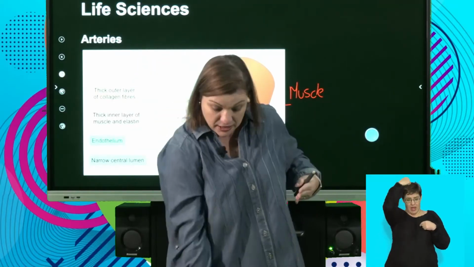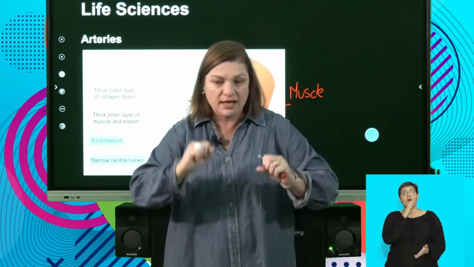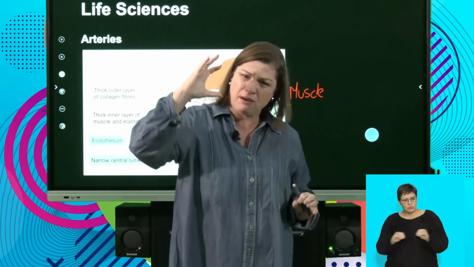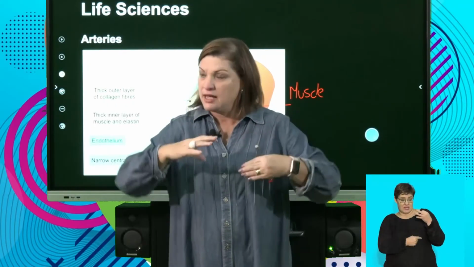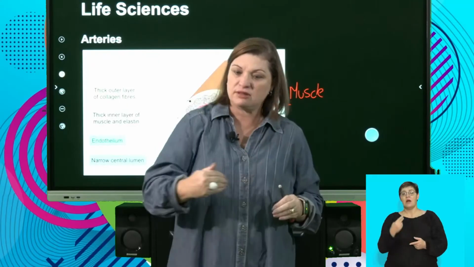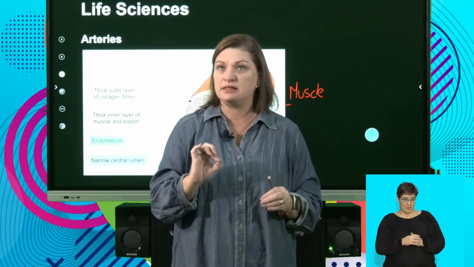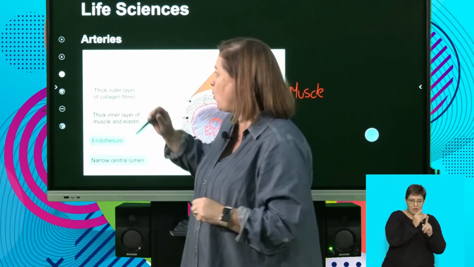They've got the heart behind them, but they've got to get the blood all the way to the top of my head and the bottom of my toes. They've got to squeeze everything and move the blood. How do I move things? Muscles. So looking at those 3 layers, an artery has the lovely big collagen around, a much thicker muscle layer, and the endothelium. I just tweak the muscle layer so that I can get the blood around a little bit more.